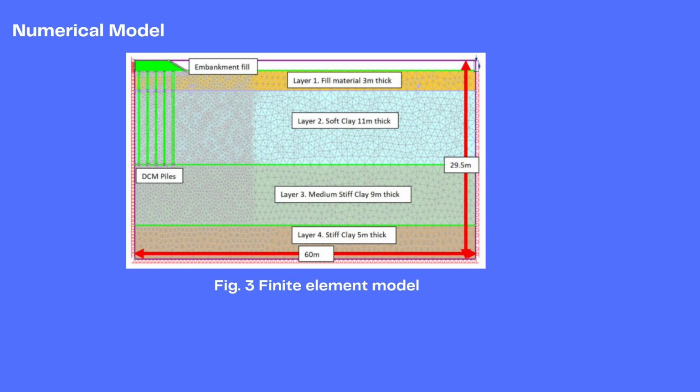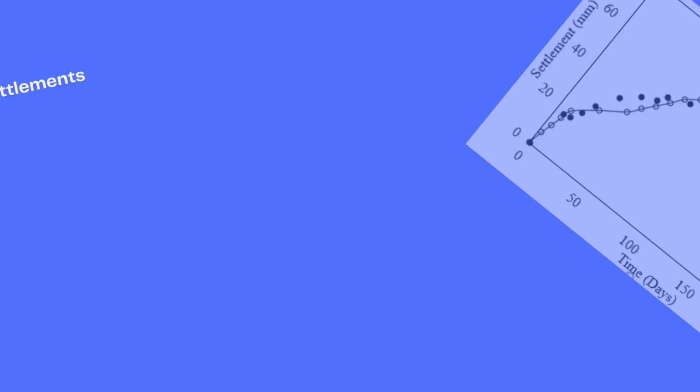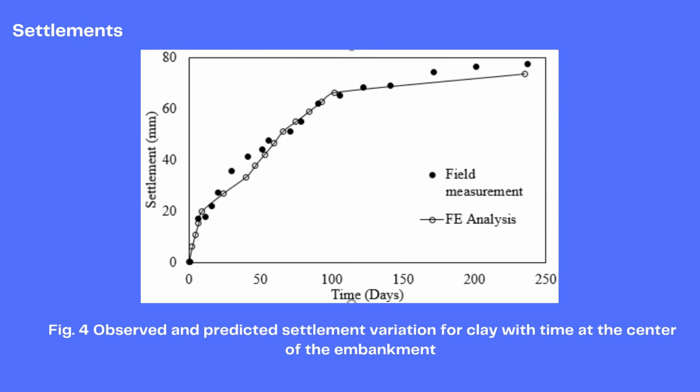And soft clay and medium stiff clay are modeled using modified Cam clay model, and all the other materials like embankment fill material, stiff clay and deep cement mixed columns were modeled using the Mohr-Coulomb model. So this is the variation of settlement with the time.